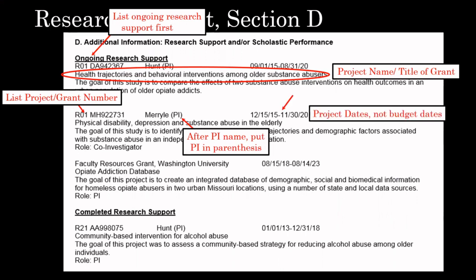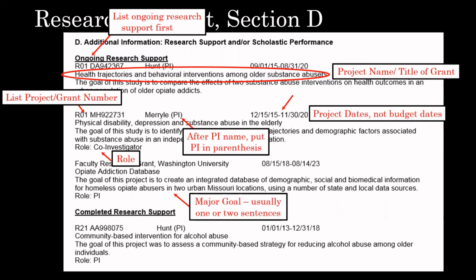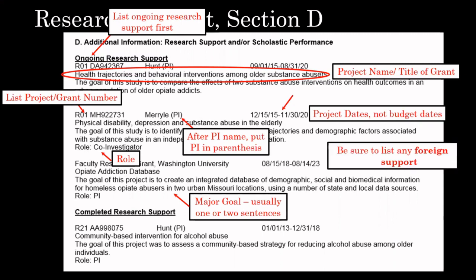And you would list the project dates, not the budget dates. And then their role underneath would be PD/PI, co-investigator, whatever the role is on the project. And then the major goal. This is usually a 1 or 2 sentence description of the project, and this information is always provided by the PI. And be sure to list any foreign support if that's applicable.